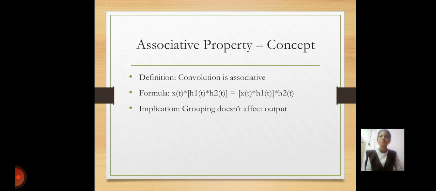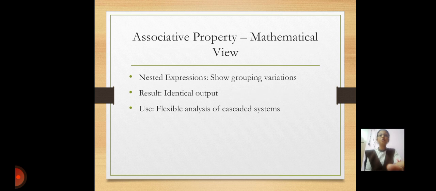This is very useful in dealing with cascading systems, because the systems are made of multiple stages. We can group them and analyze them in any order. So this is very useful in complex systems. Mathematically, we can rearrange the convolution operations without changing the output. Whether we convolve the input with the first system and then the second, or combine the systems first and then apply them to the input, the result will be the same. Due to this, flexibility is key in this system. We will get the identical output.